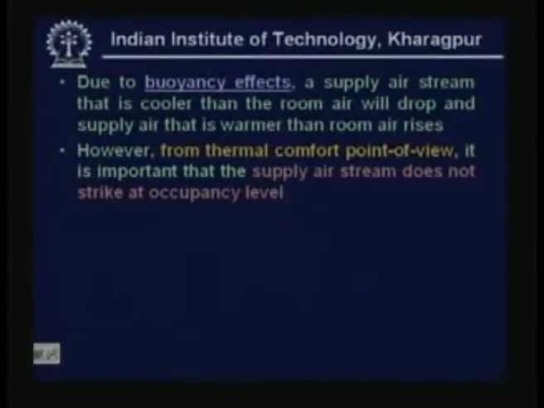However, as far as air distribution for air conditioned buildings is concerned, from a thermal comfort point of view, it is important that the supply air stream does not strike at occupancy level. What it means is that the cold supply air stream, let us say that we are talking about an air conditioning system for summer, when you are supplying cold air to the room at a temperature of 12 or 13 degrees centigrade, it should not directly drop and hit the occupants. Then the occupants will feel uncomfortable because the temperatures are much lower than the recommended temperatures of 23 or 24 degrees centigrade. So, this is an important factor to be considered.